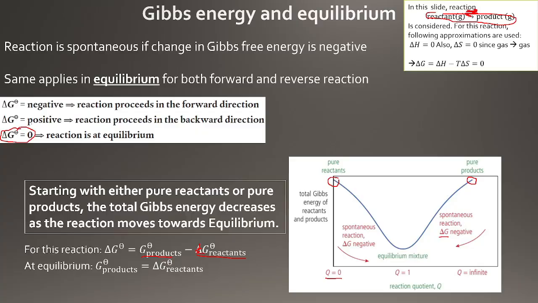So if the Gibbs energy change is positive, then it means that we have more products than reactants, since the energy change is products minus reactants, and therefore the reaction will start proceeding in the backward direction.